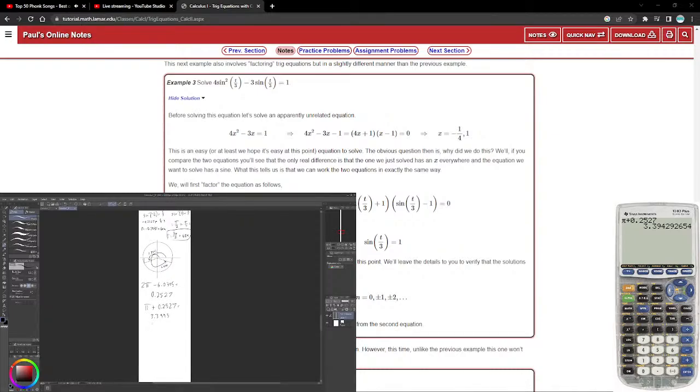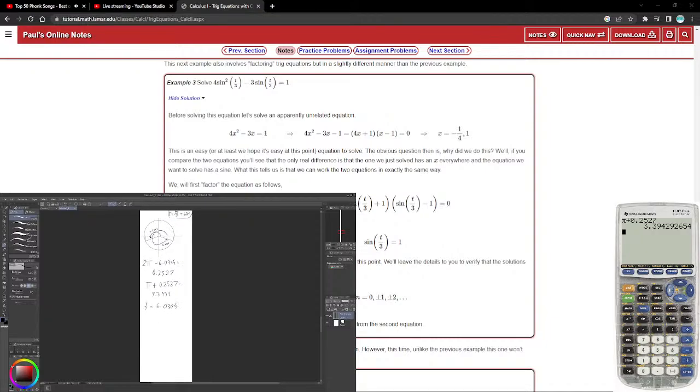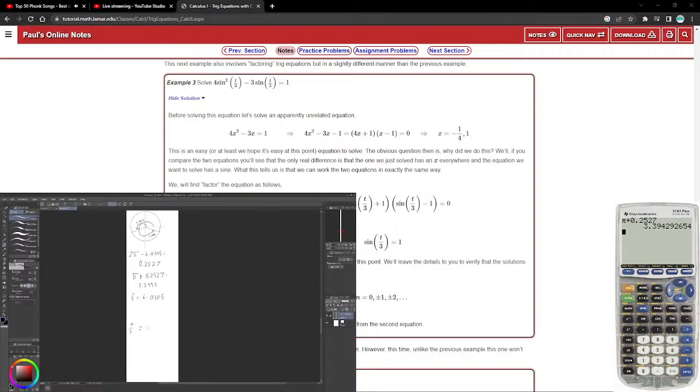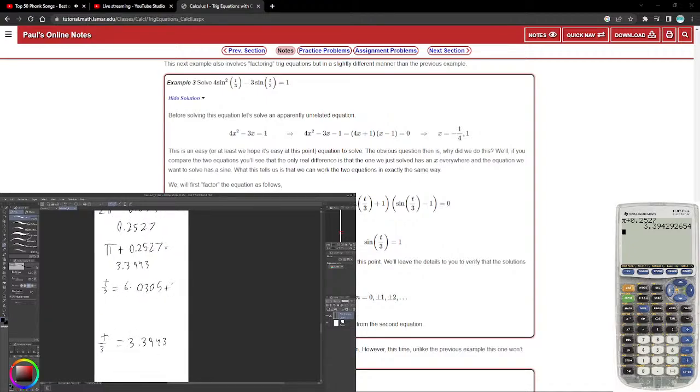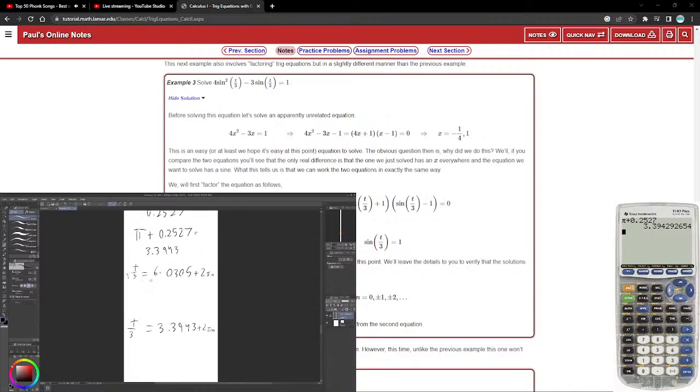So first I'm going to rewrite: t over 3 equals 6.0305. And then t over 3 equals, wait, no, 3.3943, plus 2 pi n. Plus 2 pi n, multiply by 3 for every term.